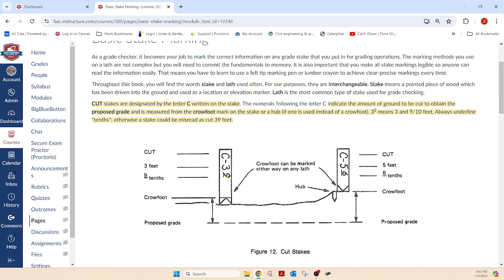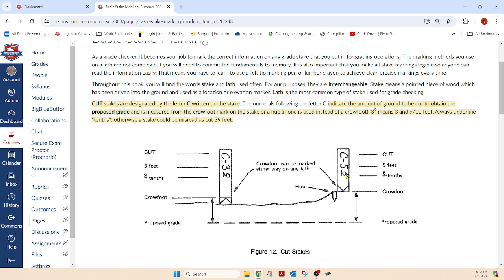So mark it clearly. The 9 is a little bit smaller than the 3, up a little higher with a line under it. You read that 3 and 9/10. Same thing over here. Cut 5 feet and 6/10. You see that? Cut 5 feet 6/10. Here's that crowfoot that we talked about earlier. It's marked on the stake, and it is in this case, how far is it above the proposed grade? Here's the proposed grade. Here's the cut. So tell me, how far is this distance where this arrow is?